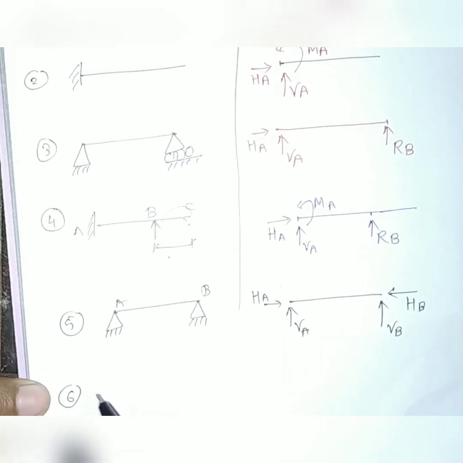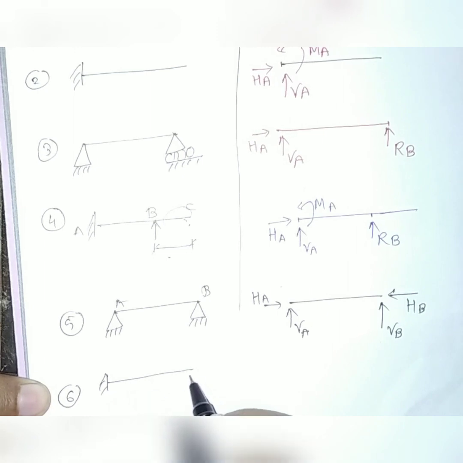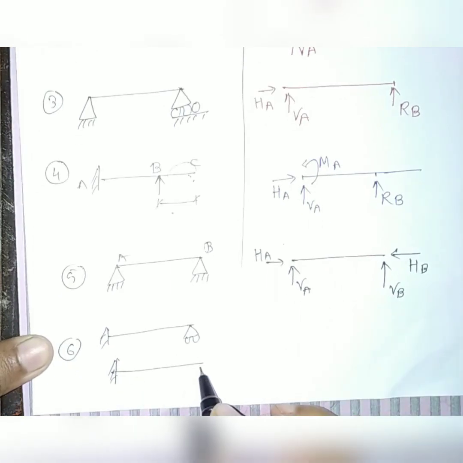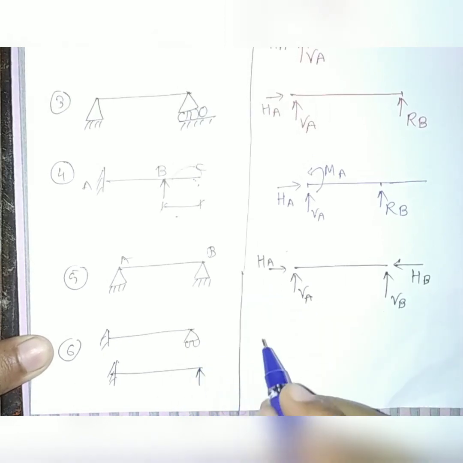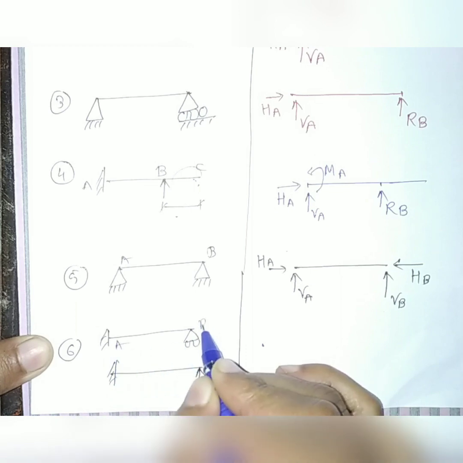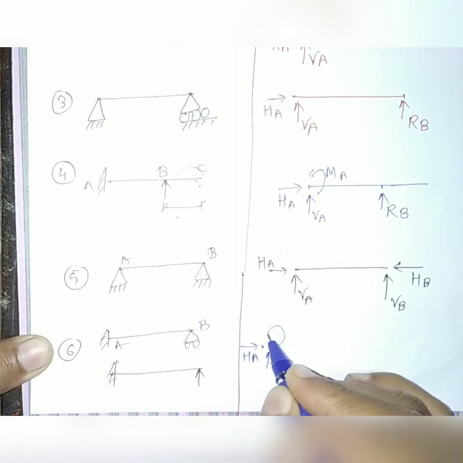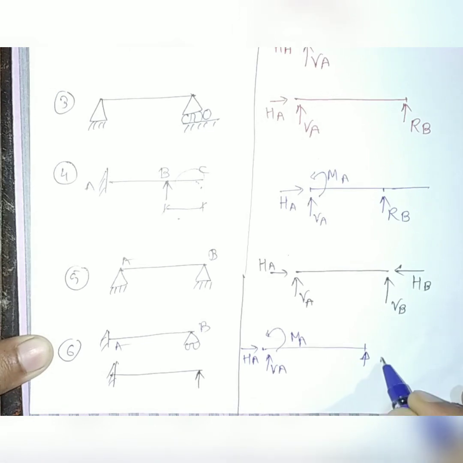The last one is propped cantilever. Propped cantilever means one end is fixed one and other is on roller or on hinge. So this is roller support. The example for propped cantilever is also one end is fixed one and other is simply supported. Okay. So what will be the FBD for concerned propped cantilever? At point A, suppose there are 3 reactions: horizontal reaction at point A, vertical reaction at point A, moment at point A, and at point B there is 1 reaction, that is RB.